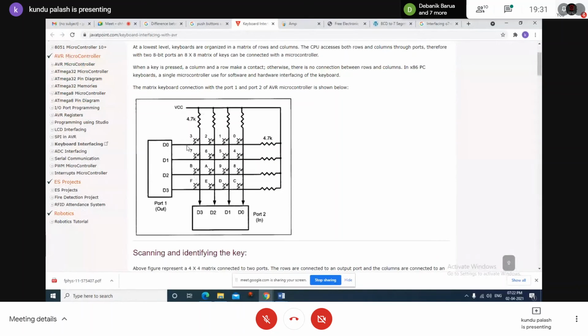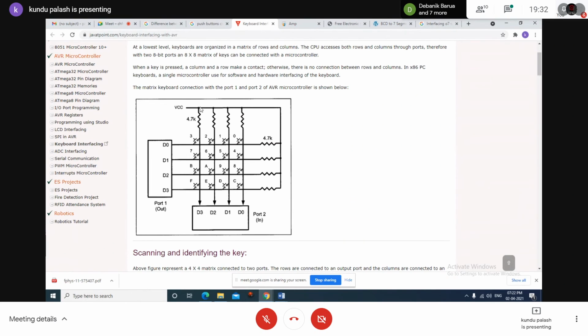A matrix keypad is configured as a number of row and column lines. So we can see the 4 row lines and the 4 column lines are available to form a matrix keypad. The total number of push buttons is 16. These are called the column lines and these are called the row lines. The 4 row lines are connected to the 8255 PPI and the 4 column lines are interfaced to another port, port B of the 8255. Now to sense a key press, what will happen?